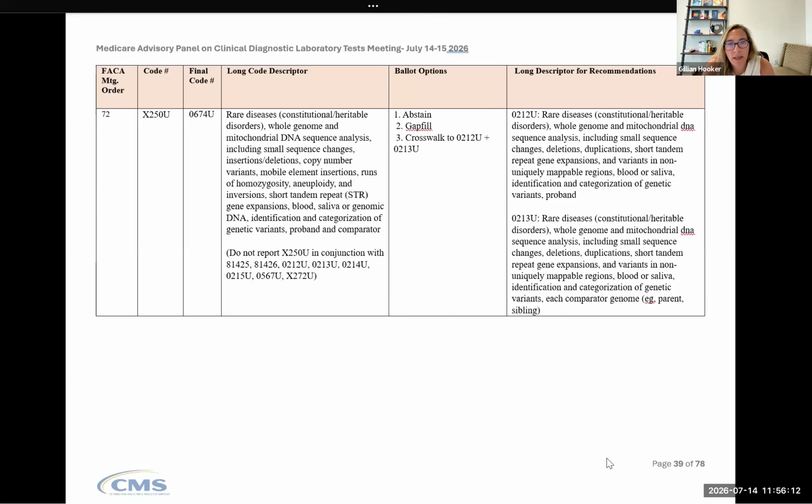The sponsors recommended crosswalking to 0212U, which is the whole genome sequence proband code, and 1 unit of 0213U, which is the whole genome sequence comparator code previously priced. Both the subcommittee and myself agreed with this crosswalk to 1 unit of 0212U plus 1 unit of 0213U. Fabulous. Thank you, Jillian. Does anybody have any questions from the panelists or from CMS on this code? All right. If not, panelists, please cast your votes.